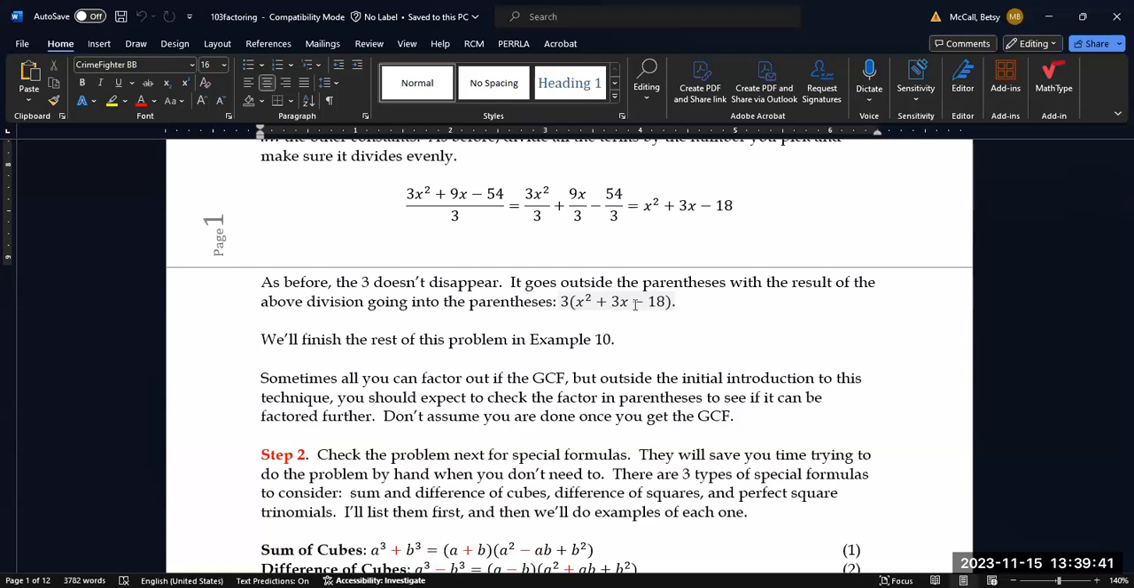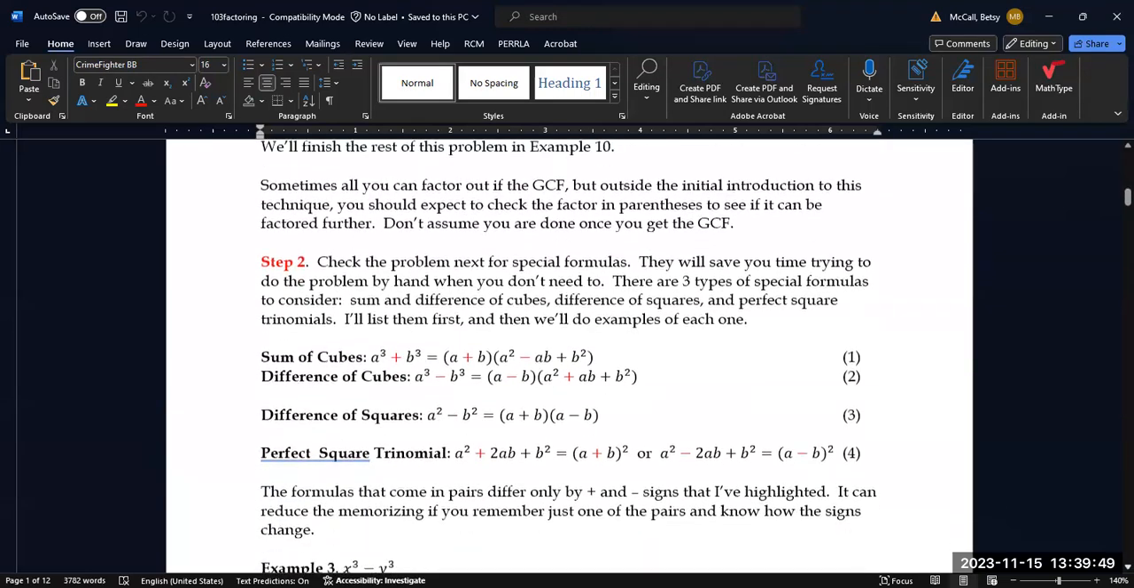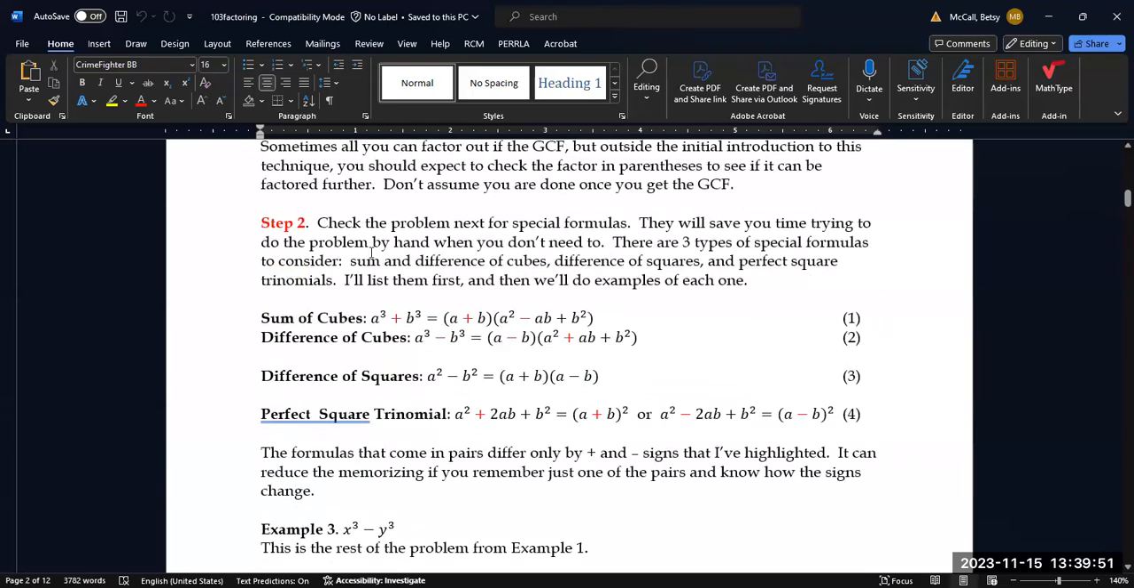Because it can be a process of repeated simplifications. All right, now once we have the greatest common factor separated, then our next step is to look for any special formulas. Because the special formulas have particular ways of doing the factoring, and they're not necessarily going to yield to some of the other techniques that we'll be looking at later. So we're going to look for those special formulas.